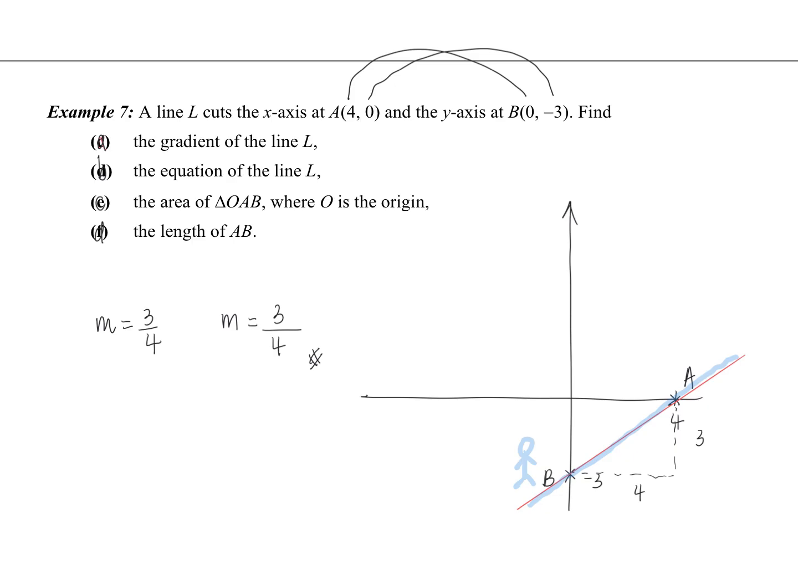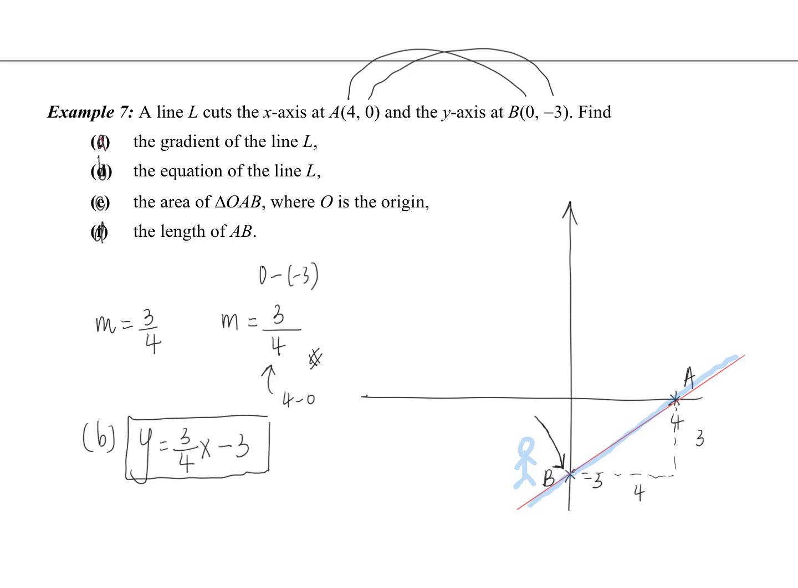Okay, so you can either choose to draw out and then look at the rise and run, or you use formula. So formula is, in this case, 0 minus 3, then the bottom is 4 minus 0. Okay? So gradient is found. Then you want to find equation, right? No need to work so hard to find y-intercept. You already know the y-intercept. Yes, so y equals mx plus c. So this is the equation.